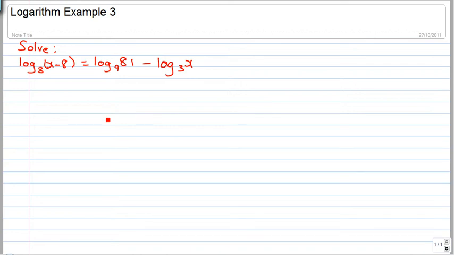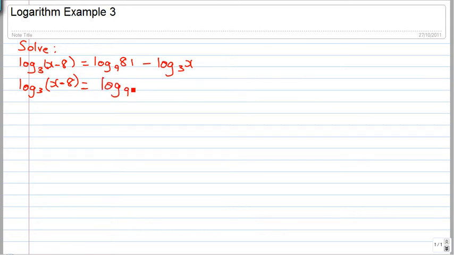Alright, so let us try to solve this logarithmic equation. Log base 3 of x minus 8 equals log base 9 of 81 minus log base 3 of x. Alright, so you realize this logarithm can only be solved if it's of the same base. So let us manipulate this.